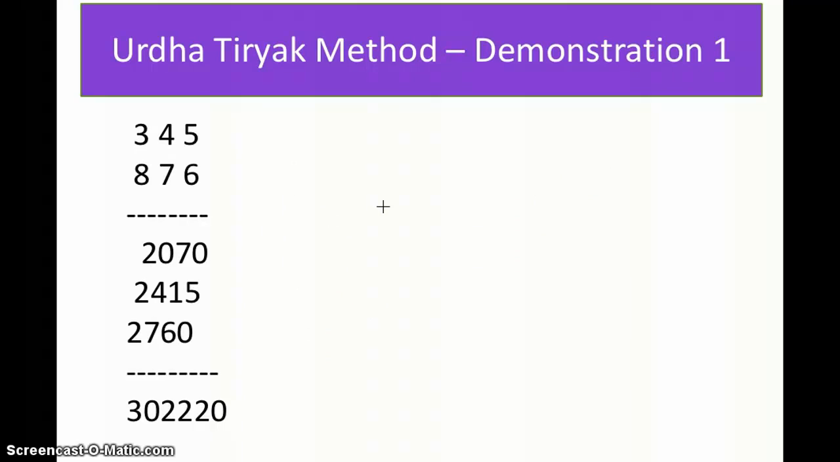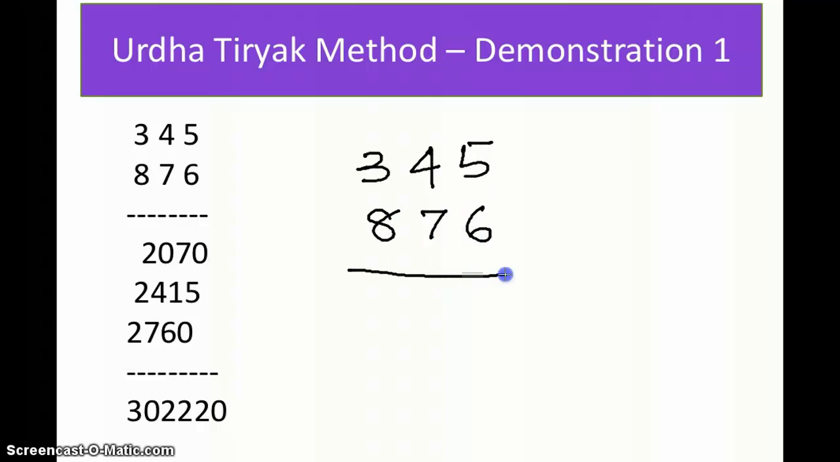So here there are numbers 3, 4, 5 and 8, 7, 6. What you can see now is a conventional way of doing things. Let's check out how I will do it in a Vedic mathematics way, that is applying the Urdha Tiryak method. So the number goes like this: 3, 4 and 5, so 345 into 876. When we start multiplication in the conventional way, we start from this side, but here I'll start multiplication from this side.